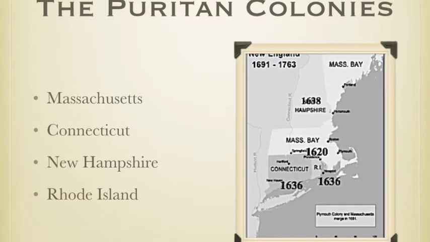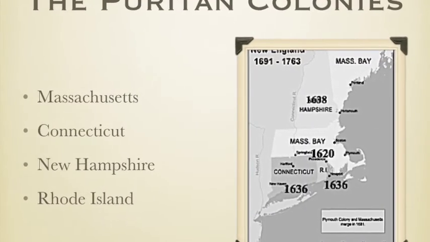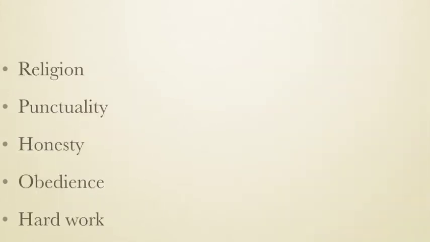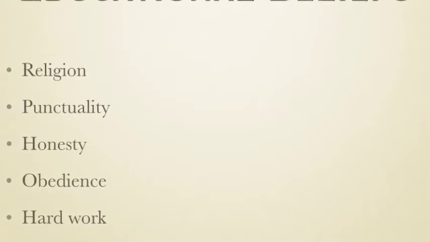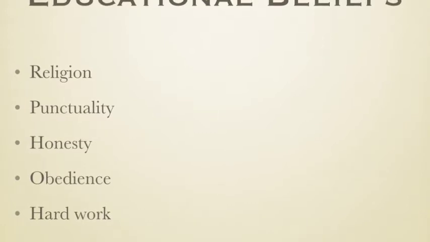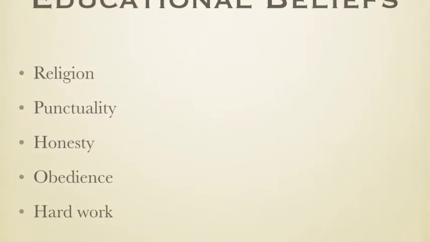First, we will discuss New England schools. The New England colonies were made up of Massachusetts, Connecticut, New Hampshire, and Rhode Island. New Englanders were the most influential in establishing the educational ideals of the 17th century. Puritan schools strongly aligned curriculum with the Protestant Bible.